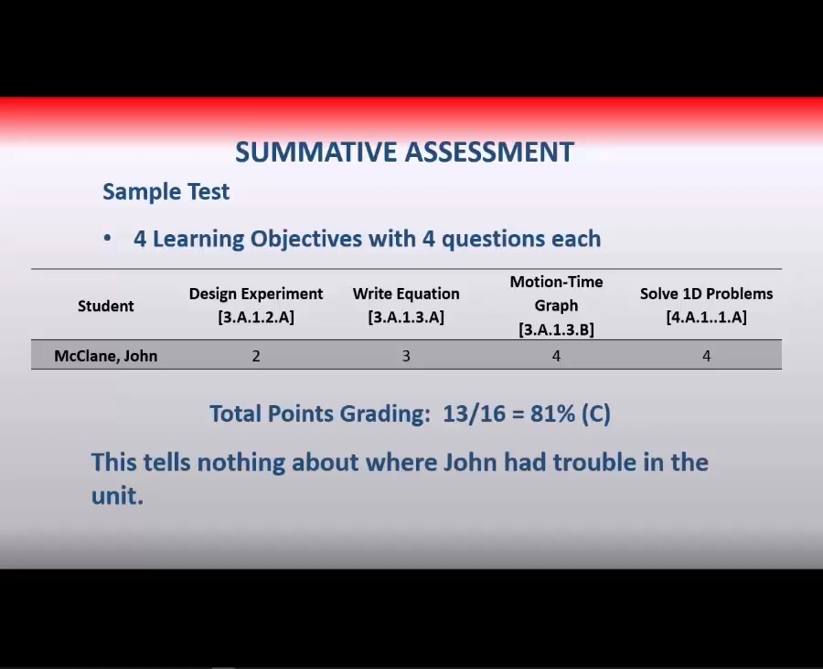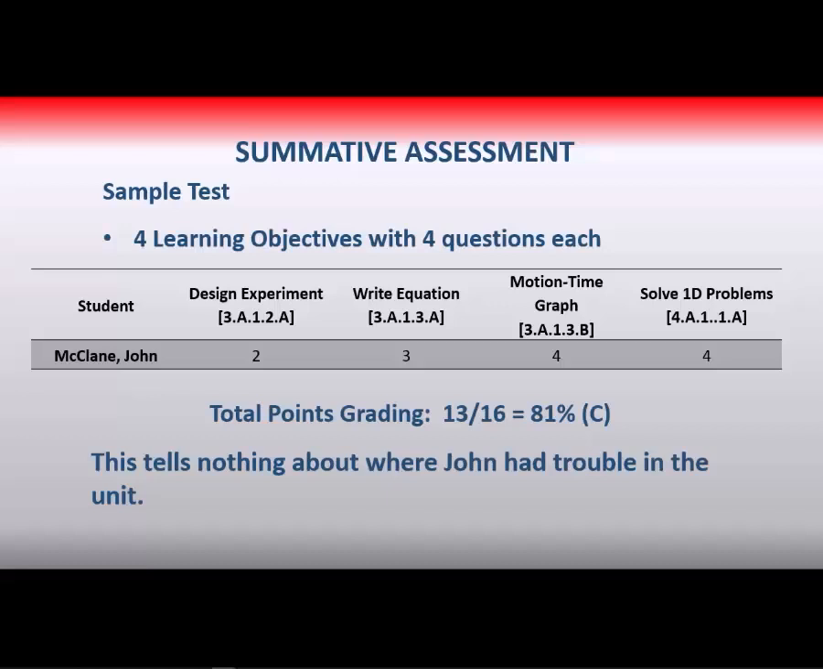Here we have a student, John McLean, who took a test that had 4 learning objectives on it: designing experiments, writing equations, motion time graphs, and solving one-dimensional problems. And each one of those had 4 questions each, for a total of 16 questions. You can see the scores that John got. He got a total of 13 correct out of 16, which would be an 81% or a C.